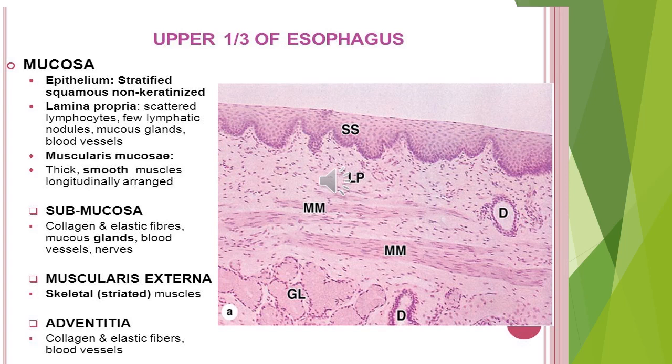And just outside it, because we are discussing the upper one third of the esophagus, you will see skeletal or striated muscle, arranged as inner circular and outer longitudinal. Then in the cervical and the thoracic region, because it is included in the upper one third of the esophagus, they are not covered with peritoneum, so the lining will be adventitia, which is loose connective tissue along with blood vessels and a few fat cells.